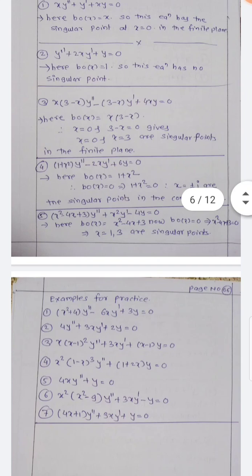Now we consider the second example, y double dash plus 2xy dash plus y equal to 0. Now see here b0 of x is equal to 1 and we cannot write 1 equal to 0. So this equation has no singular point.